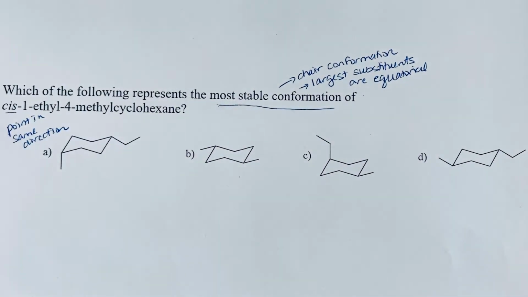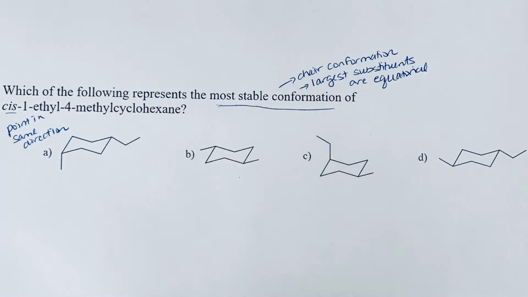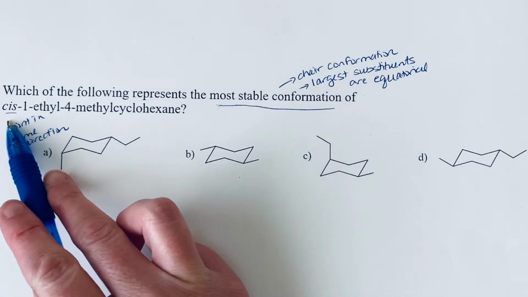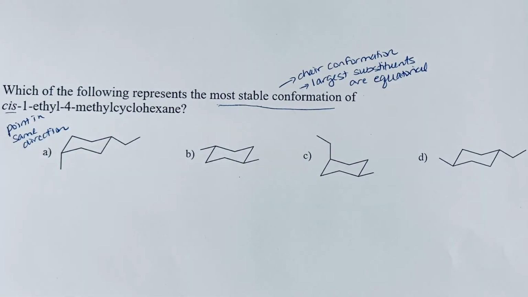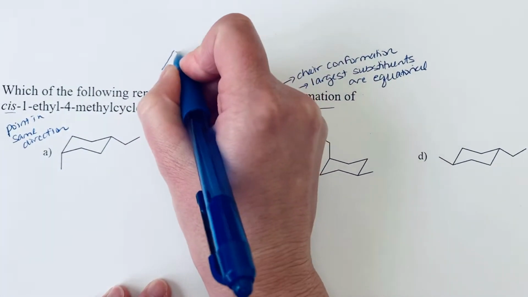So the best strategy to take here is to decide which of your substituents is the largest, put it on an equatorial bond, find the next position, and place your smaller substituent relative to the first. If it's cis, you're going to put it in the same direction. If it's trans, you're going to put it pointing in the opposite direction. So I would draw a cyclohexane chair.